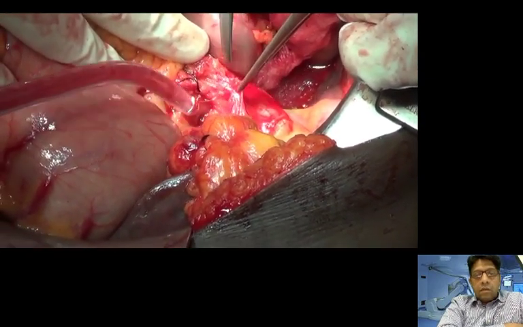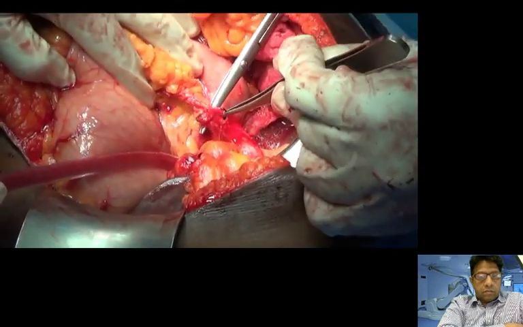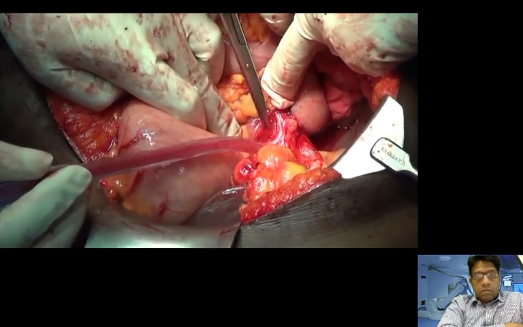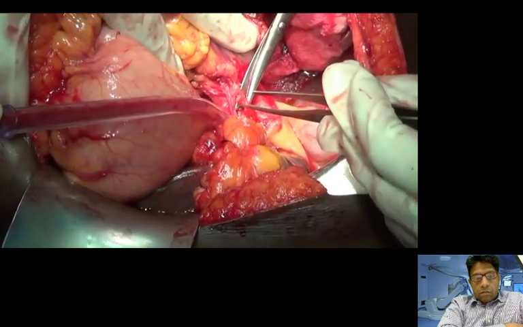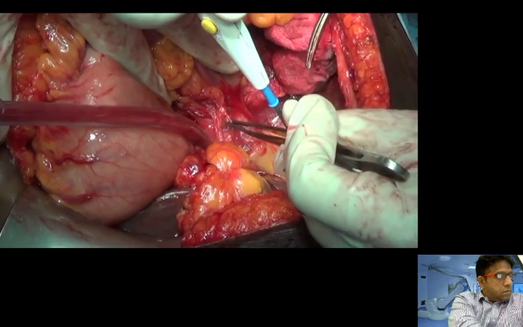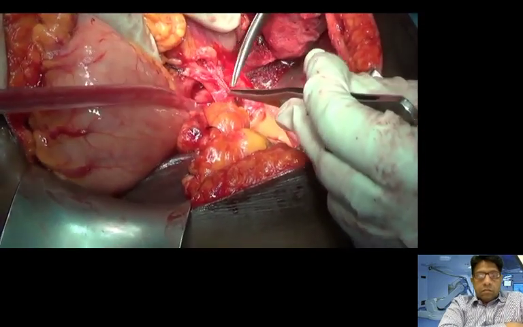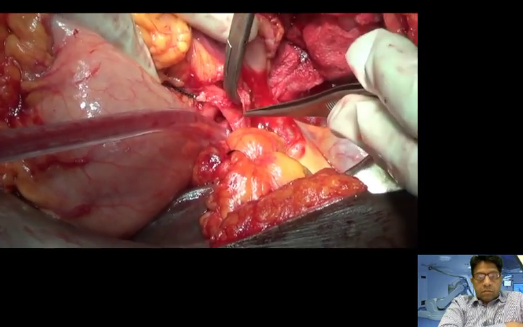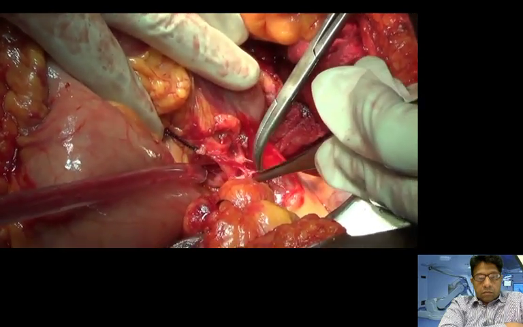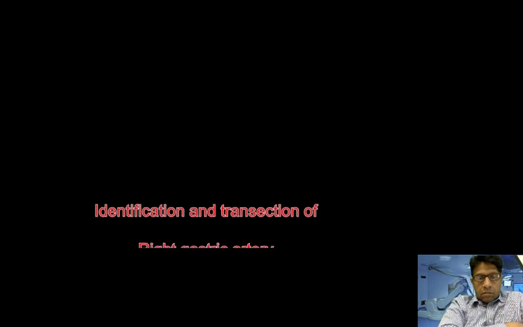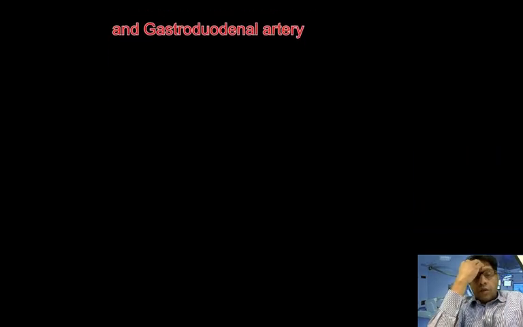Dissecting out the rest of the hepatoduodenal ligament. The right gastric artery and gastroduodenal artery have been transected now. That vessel earlier wasn't the gastroduodenal, it was probably an unnamed branch.